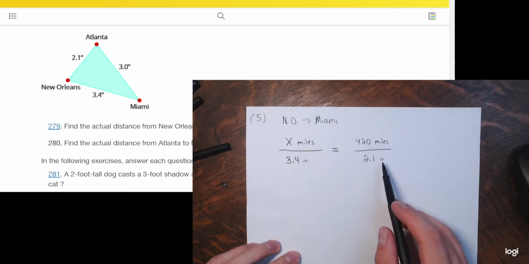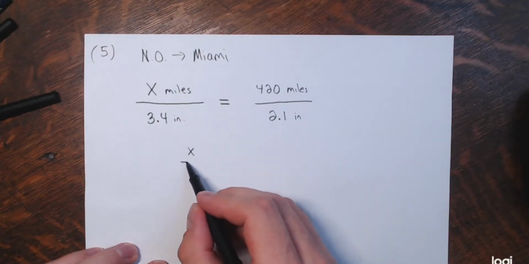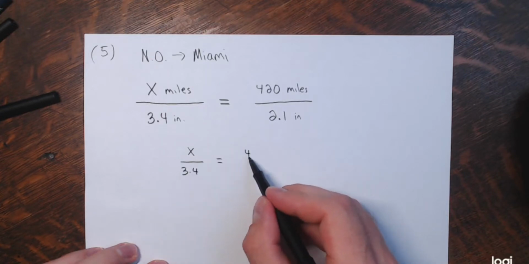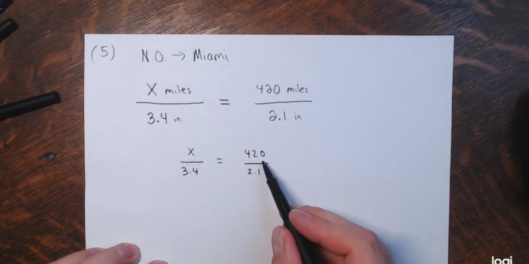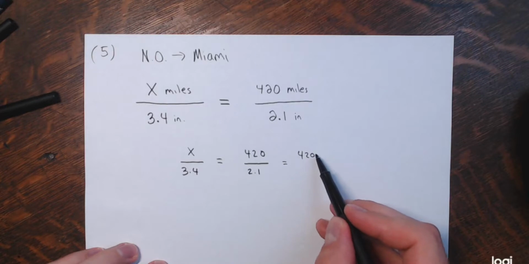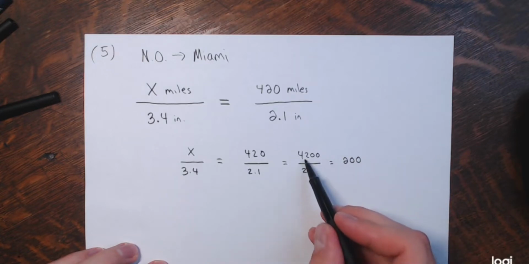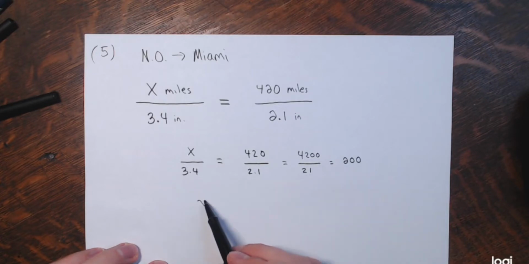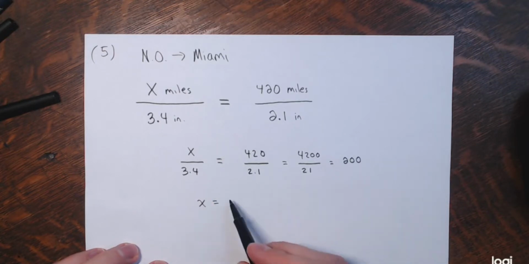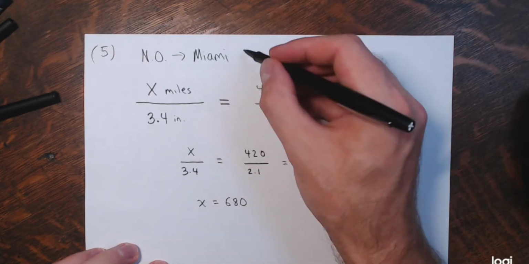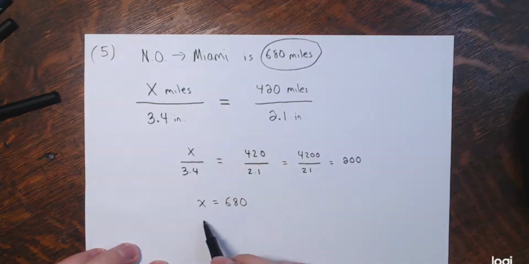Now again, corresponding units, numerator units, denominator units are the same. Now I'm just solving this proportion. We have x over 3.4 equals 420 divided by 2.1. If you multiply the numerator and denominator by 10, that'd be 4,200 divided by 21, which is 200, because 21 goes into 42 twice. Then I would just multiply both sides by 3.4. Now 3.4 times 2 would be 6.8, times 100 would be 680. So this is 680 miles, the actual distance from New Orleans to Miami.